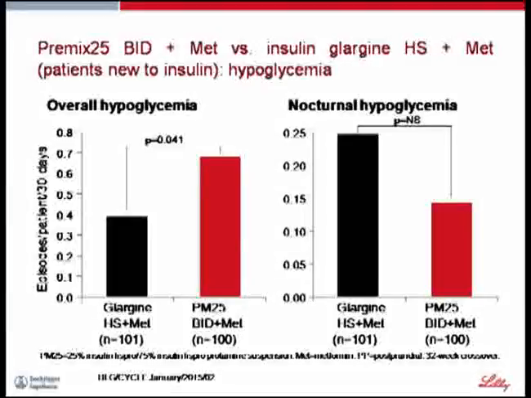This is again to show the overall hypoglycemia. As expected, with the premixed insulin, we have a little more hypoglycemia, but nocturnal hypoglycemia may be seen more with glargine given at bedtime. Though glargine is said to be a basal insulin, it has a small peak which may happen early in the morning or night and cause hypoglycemia.